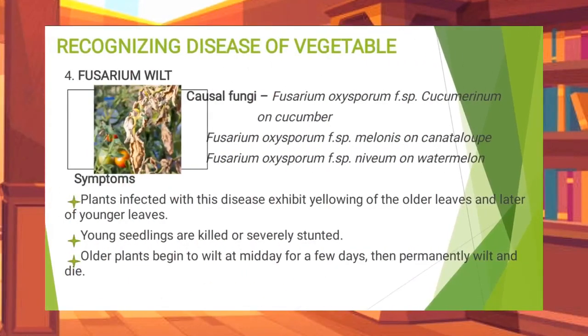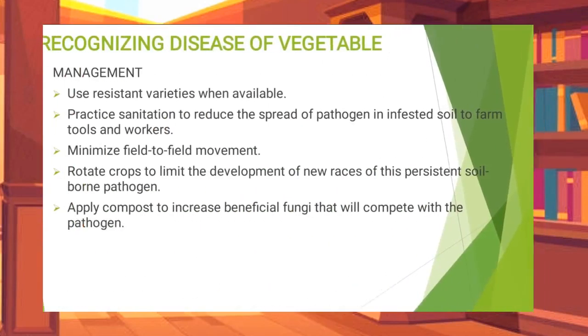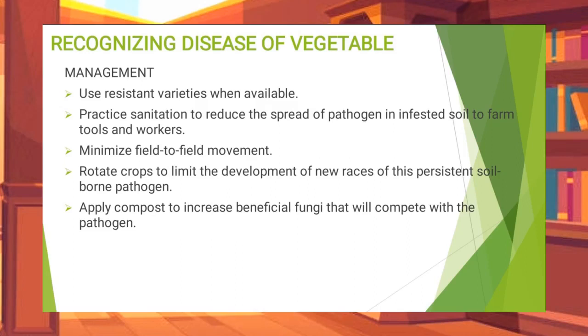So, number 4, Fusarium wilt. Causal fungi. Symptoms niya is plants infected with this disease exhibit yellowing of the older leaves and later of younger leaves. Young seedlings are killed or severely stunted. Siya pag-manage: use resistant varieties when available. Same ragyapon siya. Practice sanitation to reduce the spread of pathogen in infested soil to farm tools and workers. Minimize field-to-field movement.